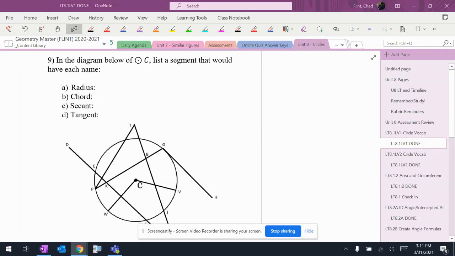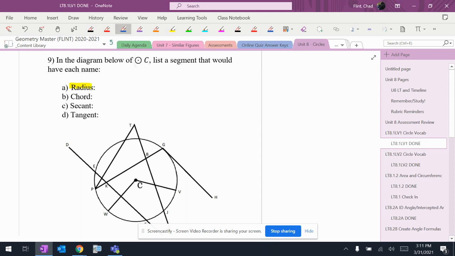So one of the things that I like to have people do when we're just trying to make sure we understand everything that goes on is just take a giant picture like this and be like, okay, let's find a segment that fits these categories. So if you just did number 8, radius should be fairly easy because it has to start at the center.